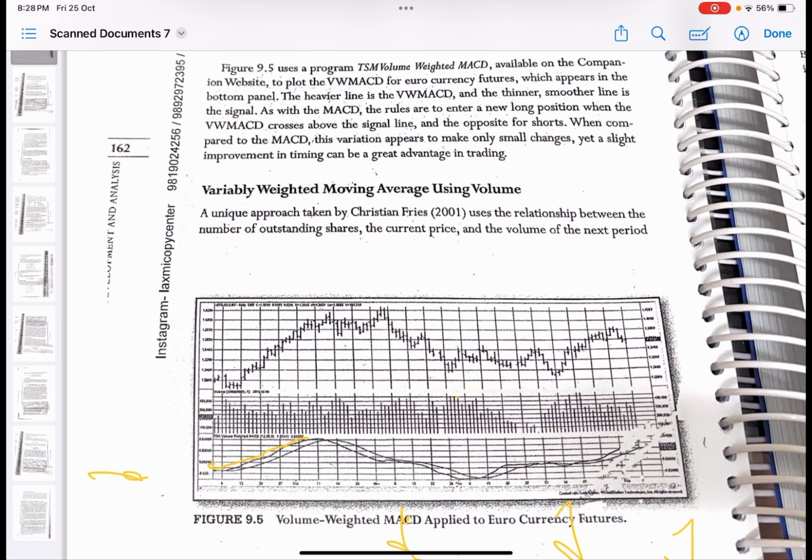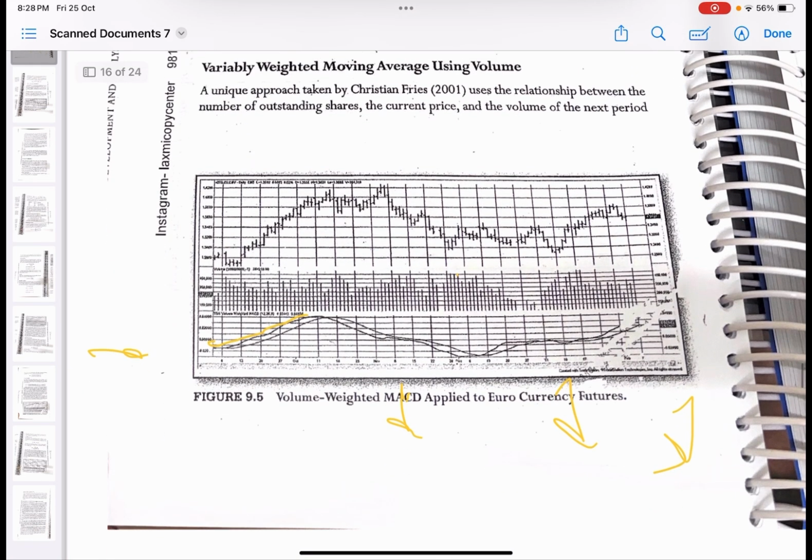Okay, all right. Now let's look at variably weighted moving average using volume. This was again a unique approach taken by Christian Fries, and he basically uses this indicator, which is known as the variably weighted moving average. The special part is that in this moving average they are using volume.